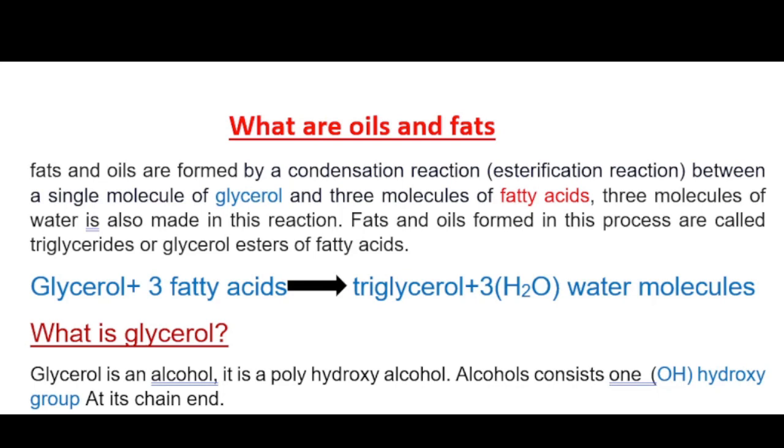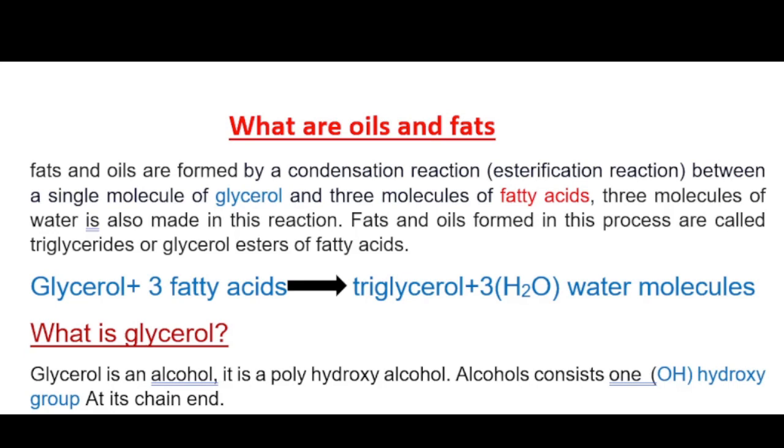I made this video about oils and fats. So, what are oils and fats? Usually, oils and fats are triglycerides, also called glycerol esters of fatty acids.